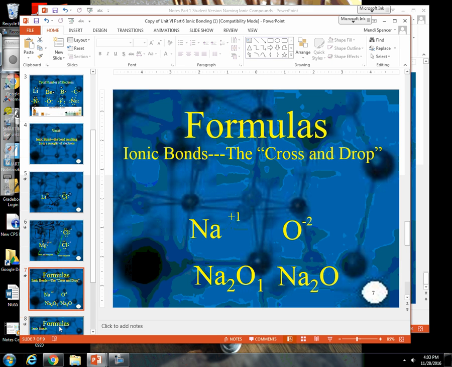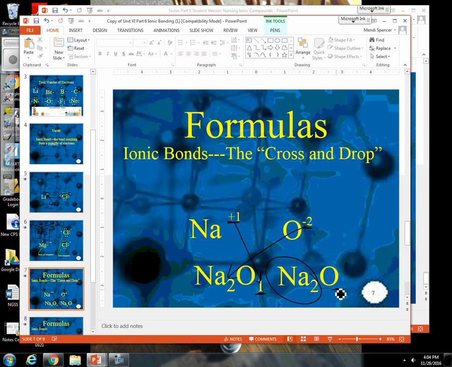So let's look at a couple more examples. So in this case, we have sodium bonded to oxygen. Oxygen has a -2 charge. Sodium has a +1 charge. Our 2 will become the subscript of sodium. Our positive 1 will become the subscript of oxygen. However, since we have sodium with a 2 subscript, we'll write that 2, but since oxygen's subscript is 1, you do not write it. So Na2O is your correct formula.